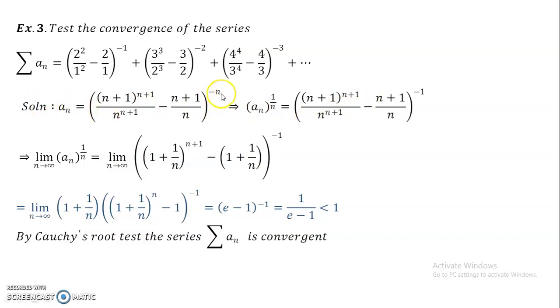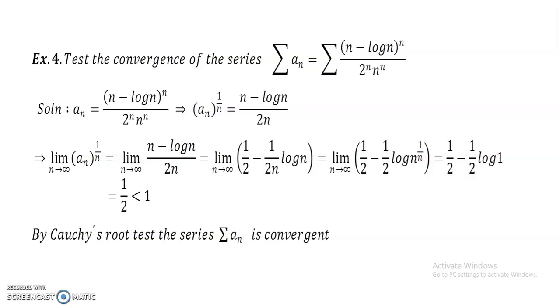So ultimately the n gets cancelled. Then you can apply the limit as n approaches infinity. Again it becomes 1 plus 1 by n power n, which is e, and the common term is 1. So when you apply the limit as n approaches infinity, it is e and 1, that is 1 by e minus 1, which is less than 1. So therefore by the Cauchy root test, the series a_n is also convergent.